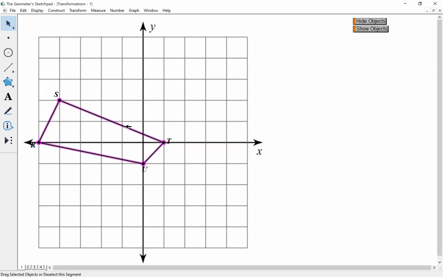Now, what we're going to be doing for transformations, we're going to be telling you to move sideways, up or down. So let's take a look at our notes here.